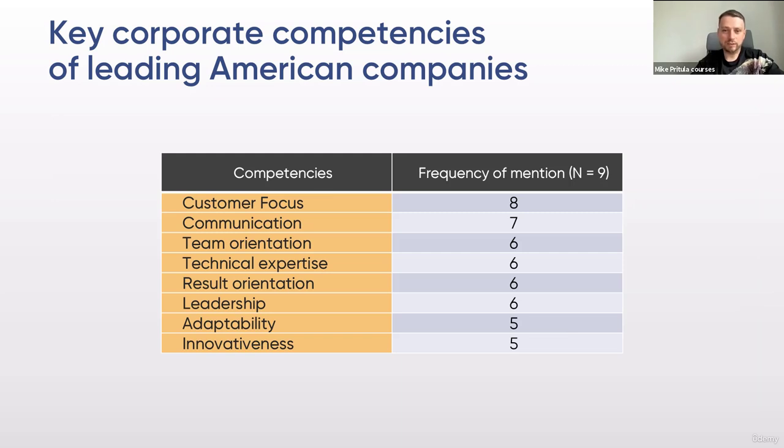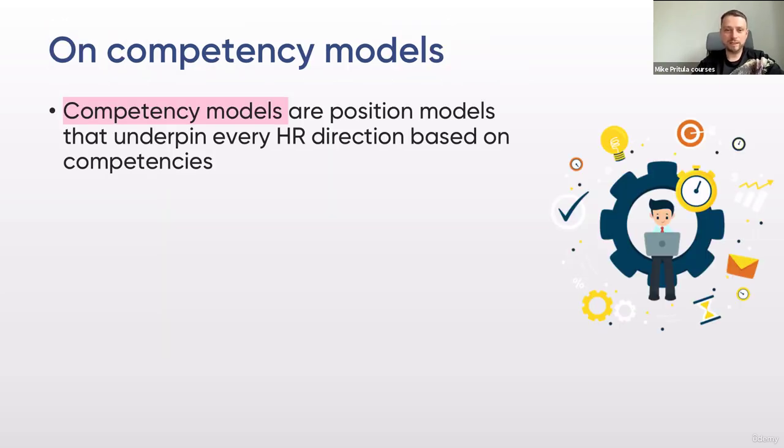What are considered the most popular competencies in American companies? Frequency of mention is on a 10-point scale. There's no absolute leader, no value that all companies have. The most popular are customer orientation, communication, team orientation or teamwork, technical expertise, results orientation, leadership, adaptability, innovation. Take any company, and you're sure to find some of these. Let's move on. Competency models are the job models that underlie each competency-based chart.